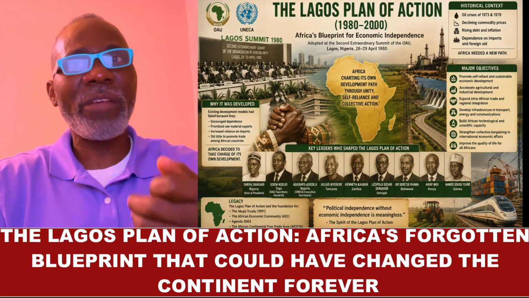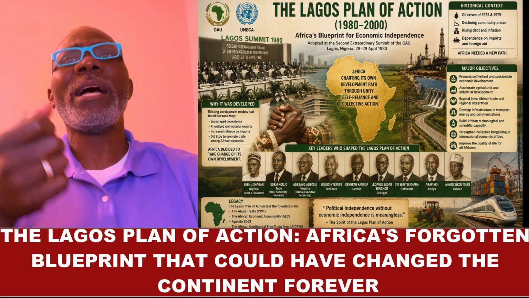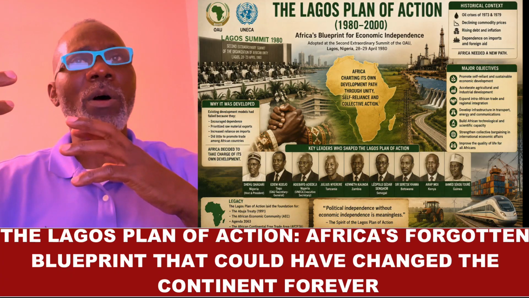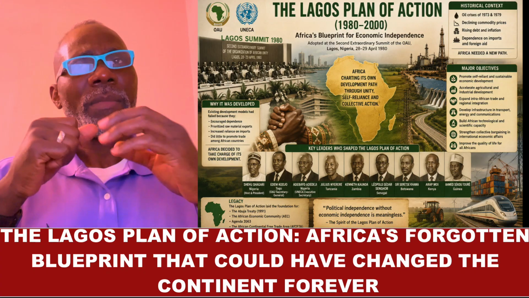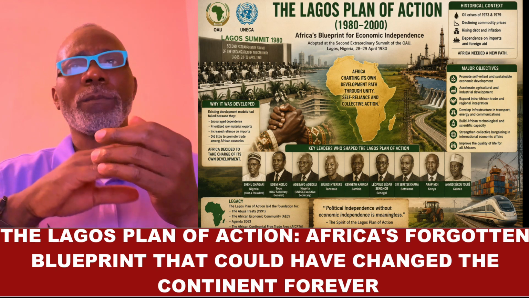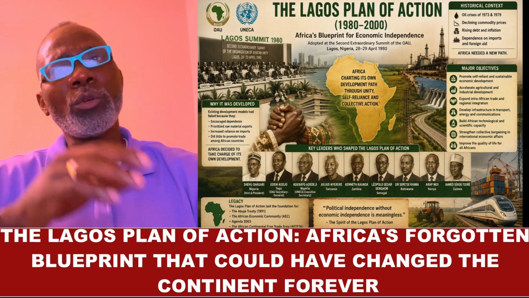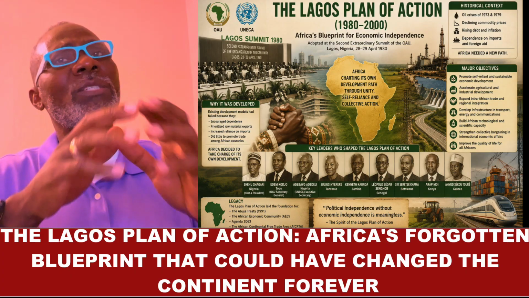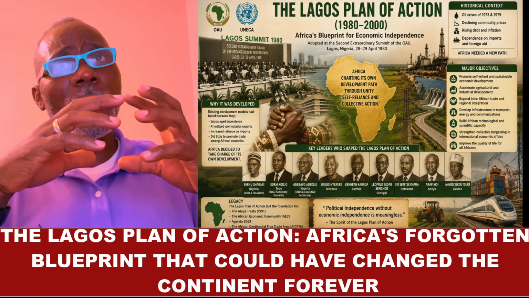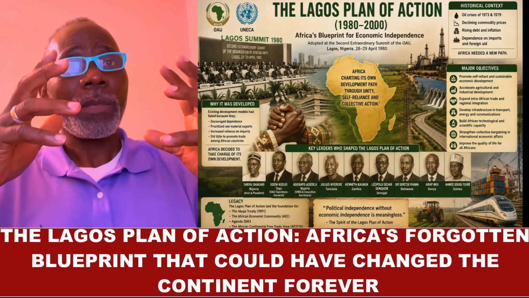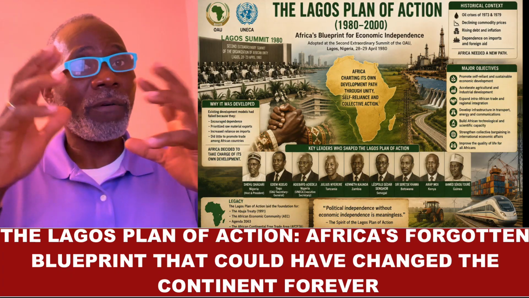Then you get Julius Nyerere. You also have Kenneth David Kaunda of Zambia. You have Leopold Senghor of Senegal. You have Seretse Khama of Botswana, Daniel arap Moi of Kenya, then Sekou Touré of Guinea. These guys were the guys who drafted the Lagos Plan of Action for the organization.